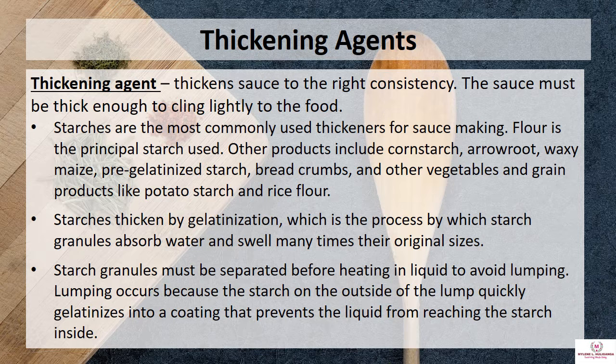Starches thicken by gelatinization, which is the process by which starch granules absorb water and swell many times their original size. Starch granules must be separated before heating in liquid to avoid lumping. Lumping occurs because the starch on the outside of the lump quickly gelatinizes into a coating that prevents the liquid from reaching the starch inside.